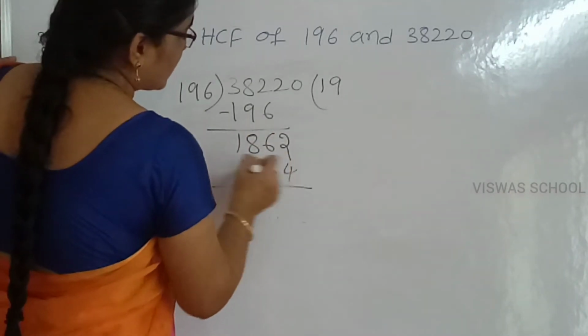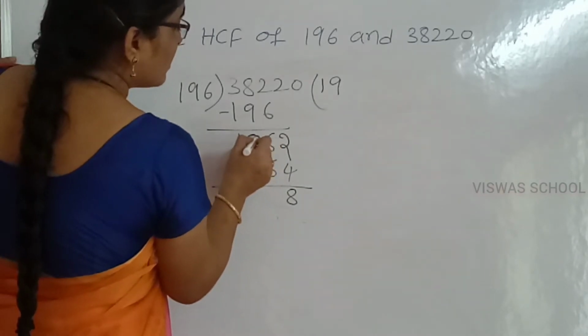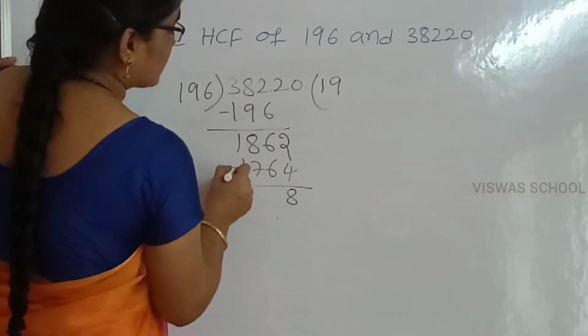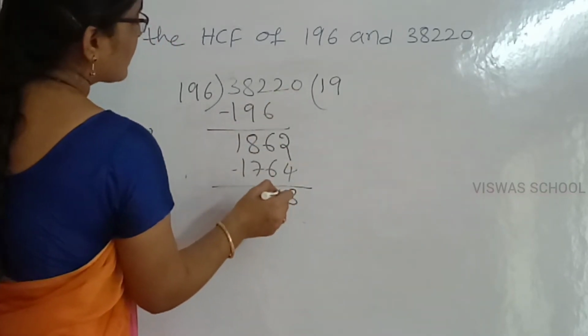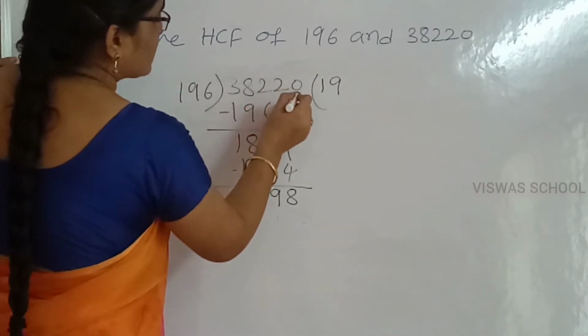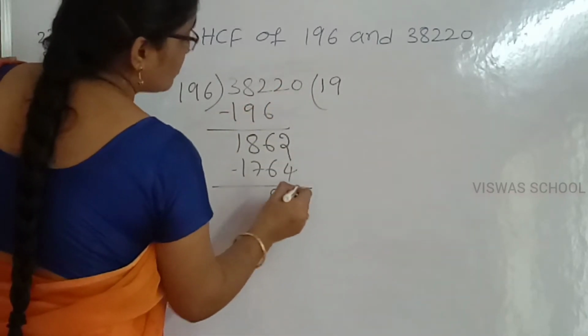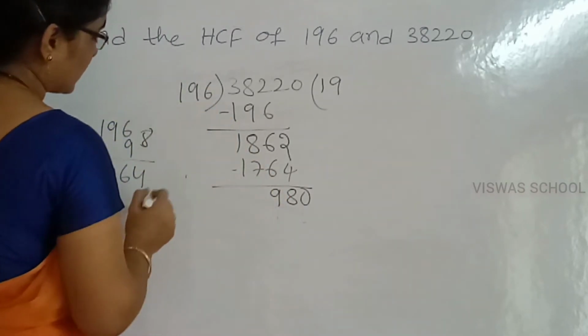That is 12 minus 4 equals 8. And here the remaining is 7. That is 17 minus 6 equals what? 9. Now this is less than 196. That's why we have to take out the next one. Here we are having one more value, 0. 980. That is we have to divide 980 with 196.